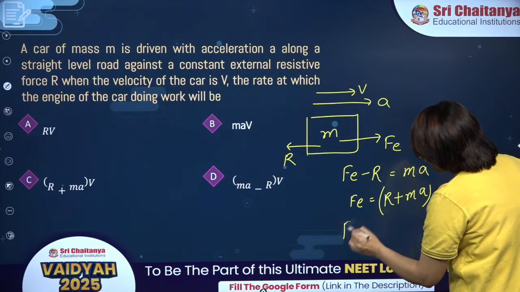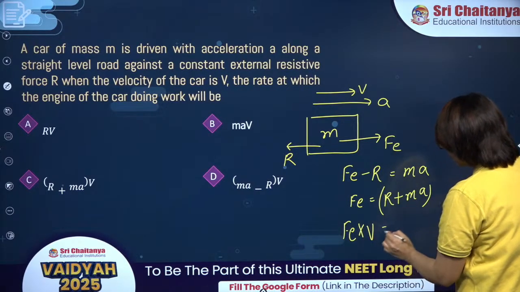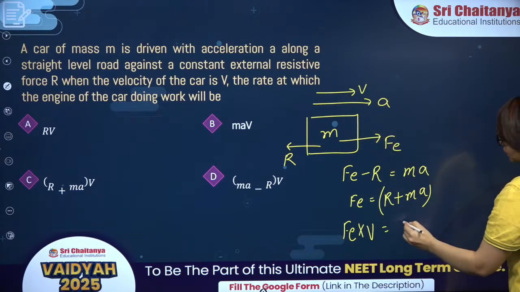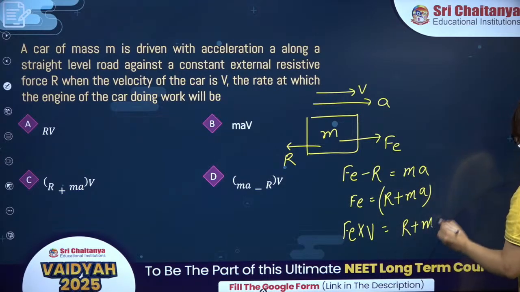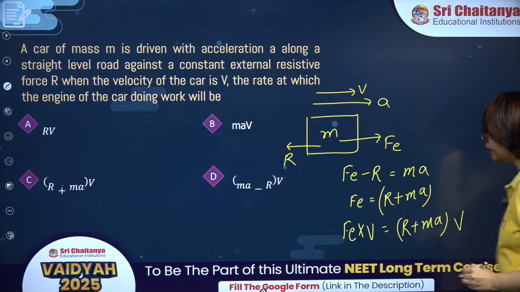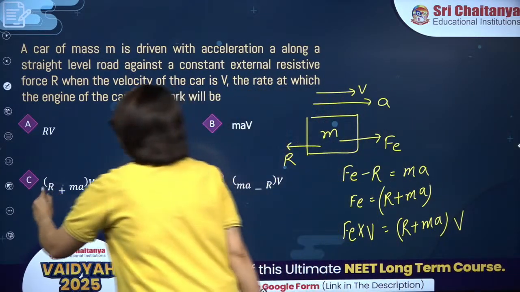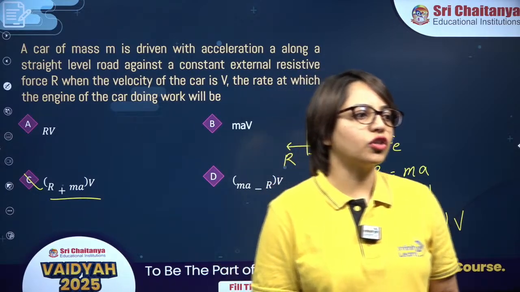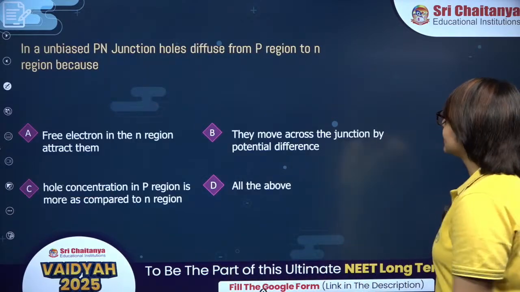Rate of doing work is nothing but the power. So power of the engine is Fe into V. Force into velocity will be power over here because both are parallel. So it will be R plus Ma into V, right? So correct answer is option C. Option C is the correct answer. Fine, chaliye. All right. Next is this one.